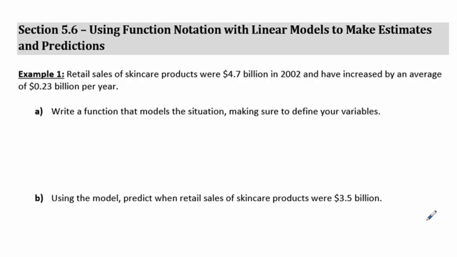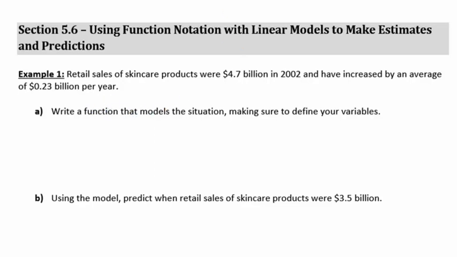In section 5.6, we're looking at using function notation with linear models to make estimates and predictions. So in the first example, we're told that the retail sales of skincare products were 4.7 billion in 2002, and they have increased by an average of $0.23 billion per year. We want to write a function that models this situation.